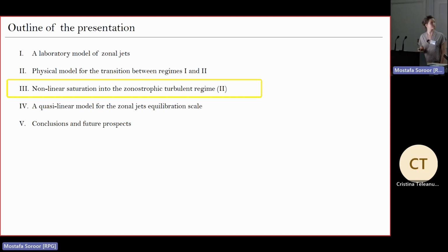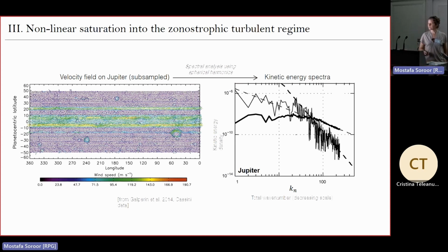Now in this third part, I'm going to focus on regime 2 only. So the regime which is presumably the one which is closer to what we see on gas giants. So we're going to look at some spectral properties of the flow in regime 2. And why do we do this? It's because we have observables on Jupiter. So in particular, if you remember the movie at the very beginning, you could see the cloud motion. From these cloud motions, we're able to derive velocity fields of the motions in Jupiter's cloud layer. And from these velocity fields, some kinetic energy spectra were derived.